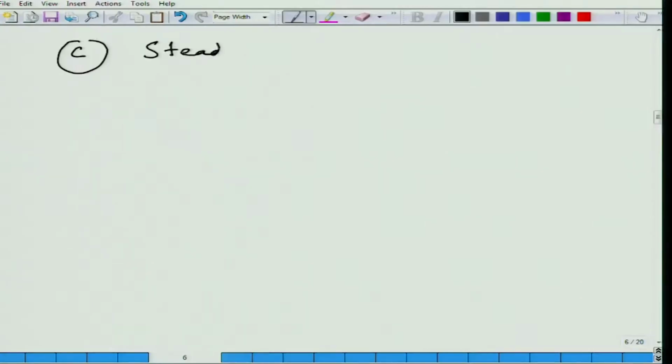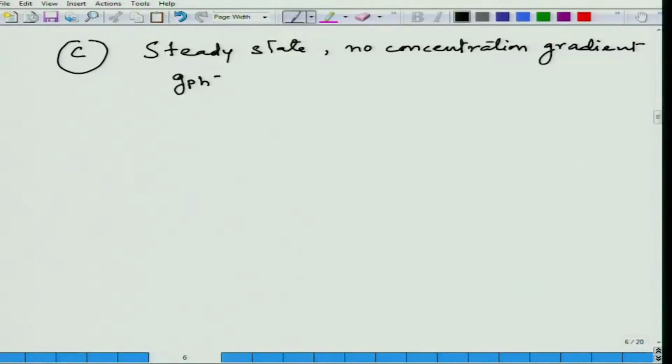a steady state, and there is no concentration gradient, and in addition there is no generation of photocarriers, this is also 0. If I am looking at this situation, then what happens to the solution?